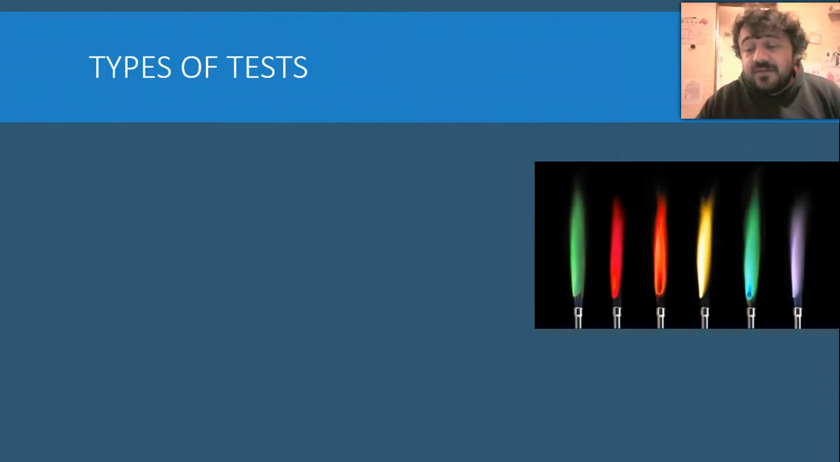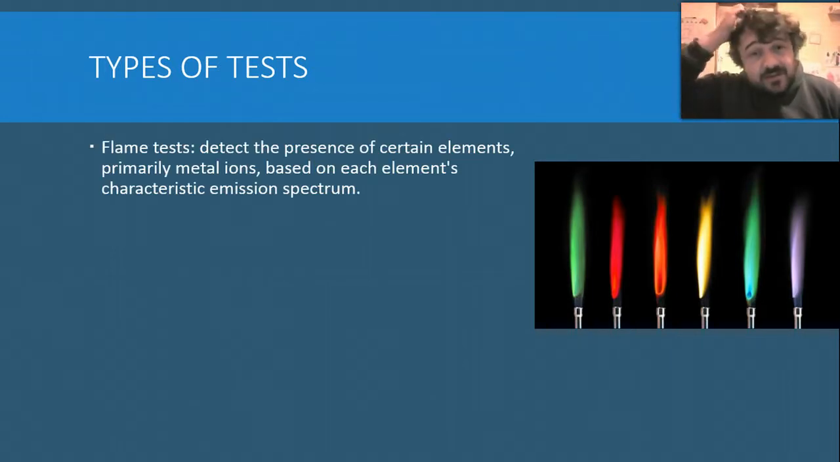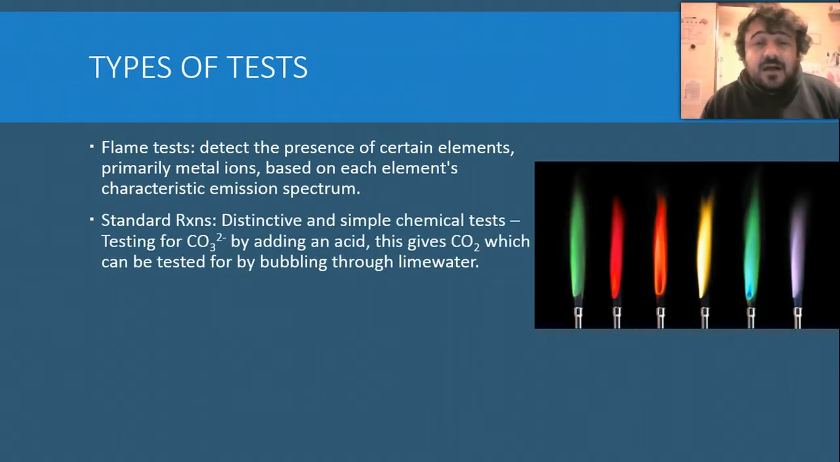Now, types of tests. So first off, and the simplest one you've been doing for probably 4 years now, is the flame test. It's really used for metals, and based on the emission spectrum, we can work out which metals are present. Standard reactions. Now, this is not a formal category. This is just what I've put in to remind you of some of the other ways to do it. So these are distinctive, simple chemical tests, ones that we've done.